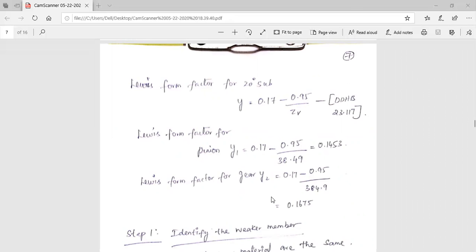In the next video I'll explain how to find the dynamic load and wear load.